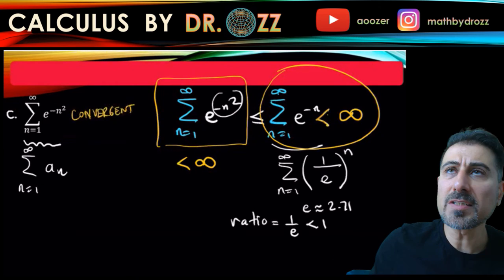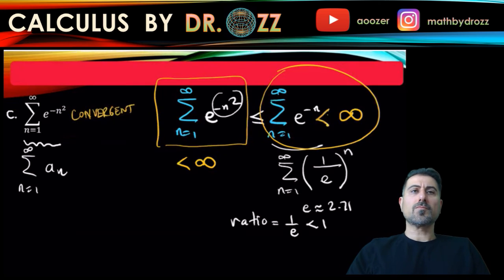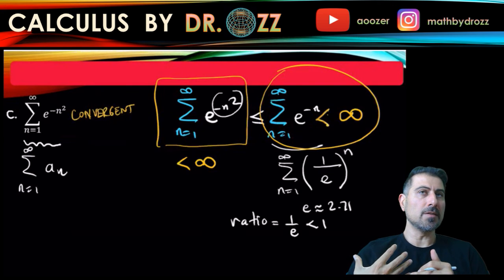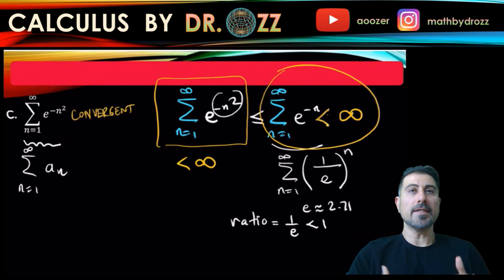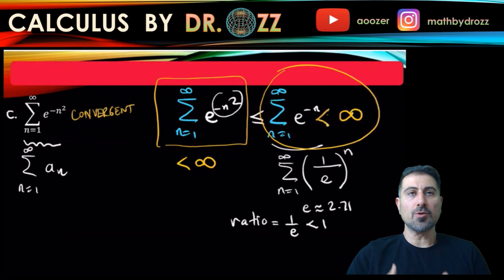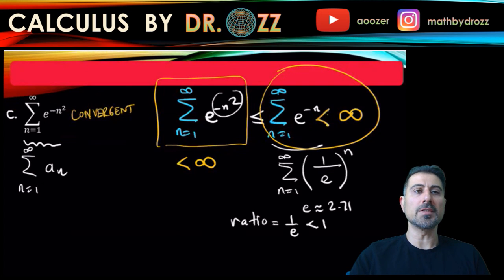So in the direct comparison test, it's your task to find the second series. And once you guess what the series is to compare to the given one, then it's your task again to prove the inequality in between. Once these two are done, then you can get to the conclusion of convergence or divergence of the series.